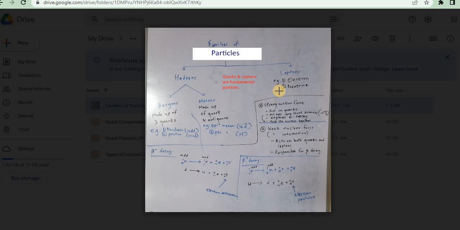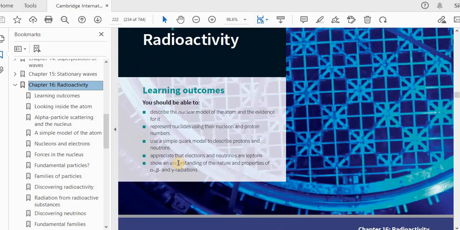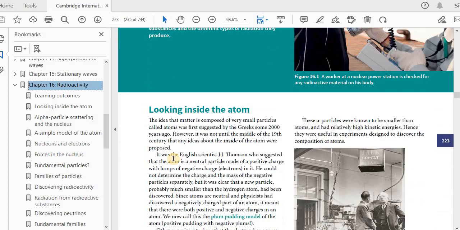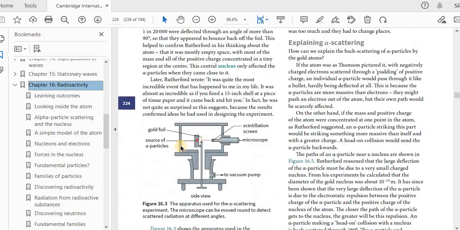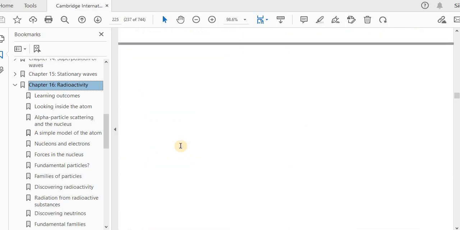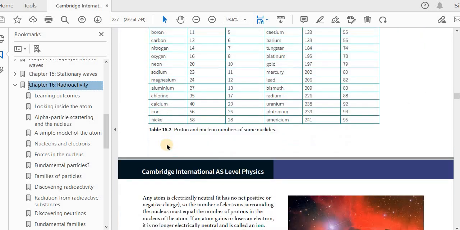In this lesson, we will discuss the families of particles and we will go into the details of quarks and leptons. By the way, the list of quarks and leptons is not in your textbook. In the second edition of this Cambridge AS and A-level physics course book, chapter 16 is on radioactivity. The details of the leptons and quarks are not given. So, we will cover that part and also the classification. We will cover all of that in this video lesson on radioactivity.